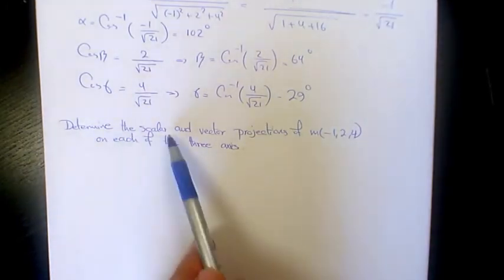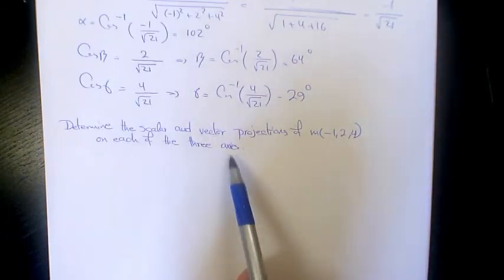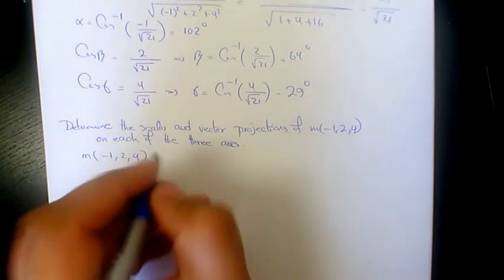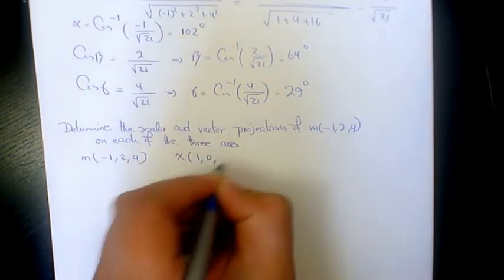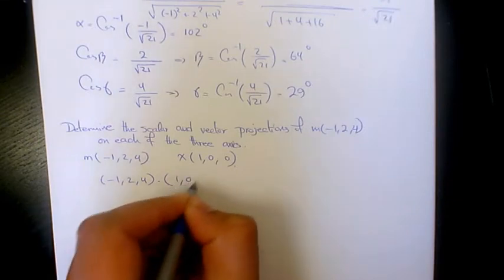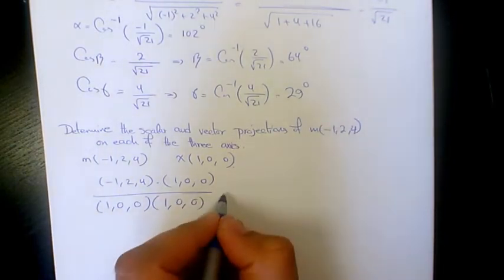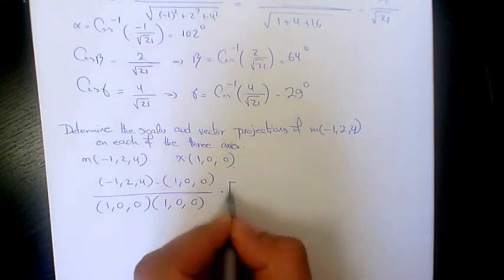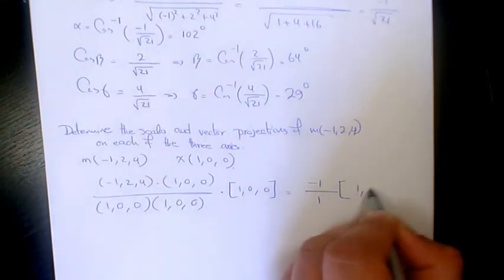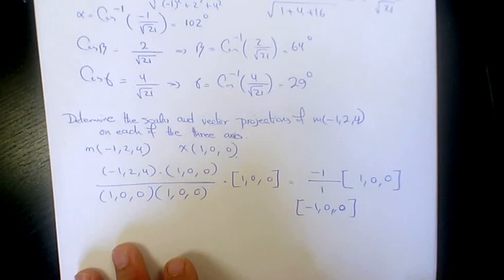Then it says determine the scalar and vector projection of m, negative 1, 2, 4 on each of the three axes. So that will be negative 1, 2, and 4. Let's say on x-axis we have 1, 0, and 0, which is going to be negative 1, 2, and 4 dot 1, 0, and 0 over 1, 0, 0 dot 1, 0, and 0. So it's going to be negative 1 over 1 times 1, 0, and 0. That's going to be negative 1, 0, and 0. That's the vector projection for the x-axis.